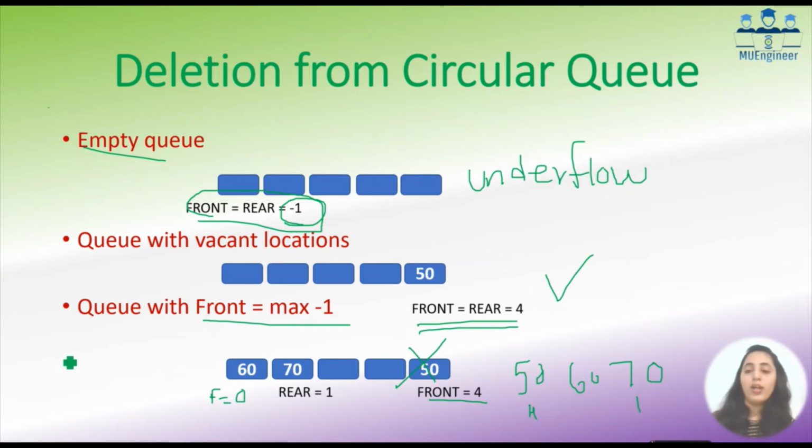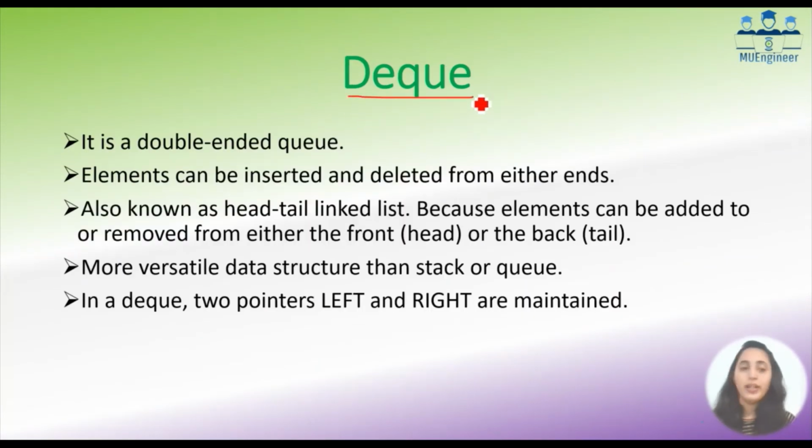Okay, so this is all about insert and delete operations. Now, DQ is a double-ended queue. What is a double-ended queue? Elements can be inserted and deleted from either end. Now we have made this queue a bit more advanced and loosened its restrictions a little.